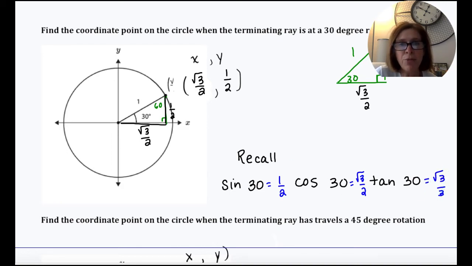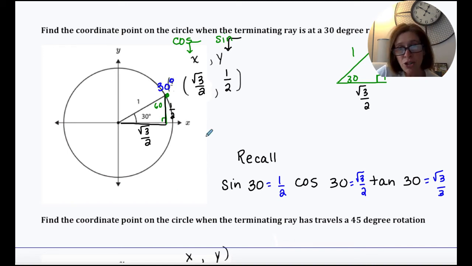What I'm hoping you notice is that the sine of 30 is actually the y-coordinate of the point, and the cosine of 30 is actually the x-coordinate of the point. So the x is going to be the cosine's value at that angle, and the y is going to be the sine's value of that angle. And that will always be true, okay? All right. So what I have to make you understand is that this is the coordinate point. The angle measure at that point, though, is 30 degrees.